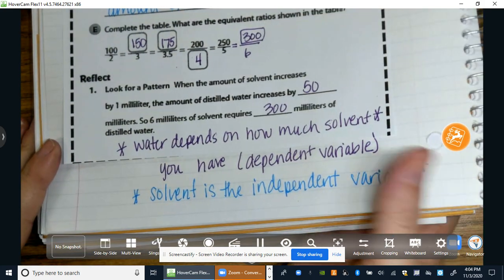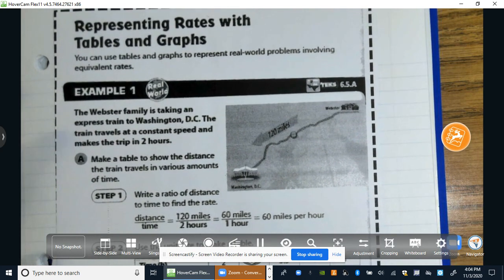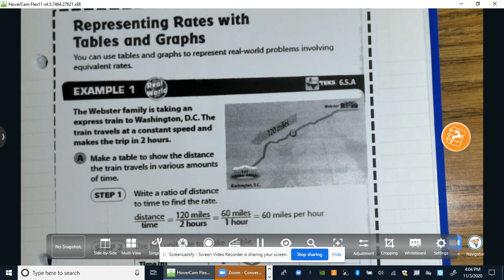All right, let's turn our page over. So representing rates with tables and graphs. So the Webster family is taking an express train to Washington, D.C. The train travels at a constant speed and makes a trip in 2 hours.